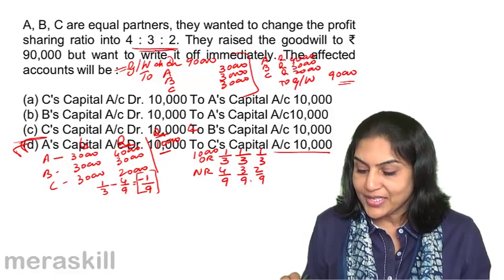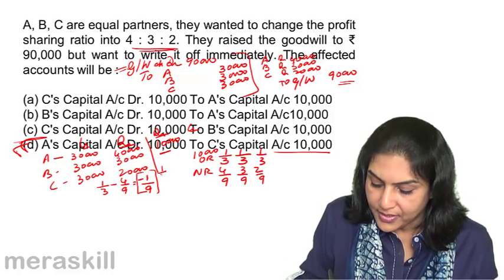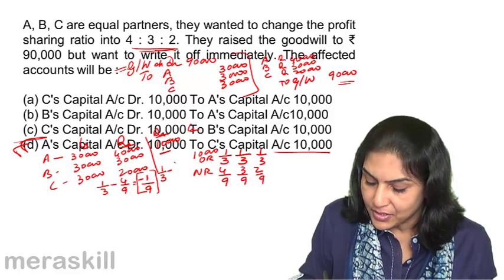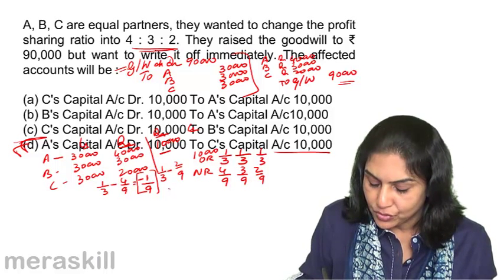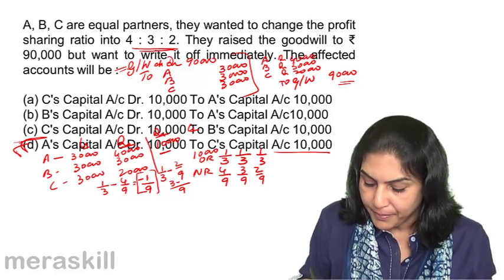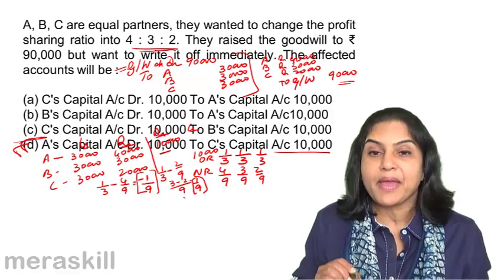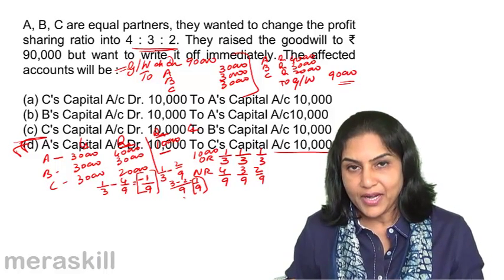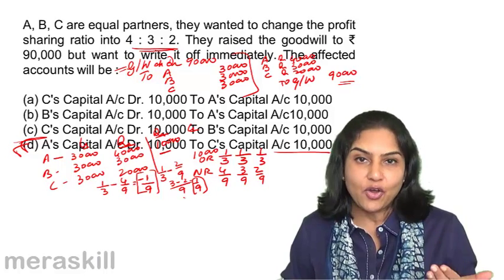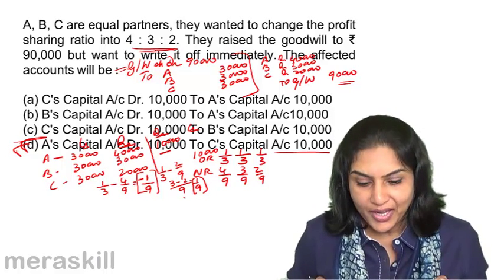Now let us look at C. C's ratio change is 1/3 minus 2 by 9. So what is the change here? If we take 9, it is 3 minus 2 equal to 1 by 9. So C makes a sacrifice of 1 by 9. A makes a gain of 1 by 9. Therefore, what should be our accounting entry?